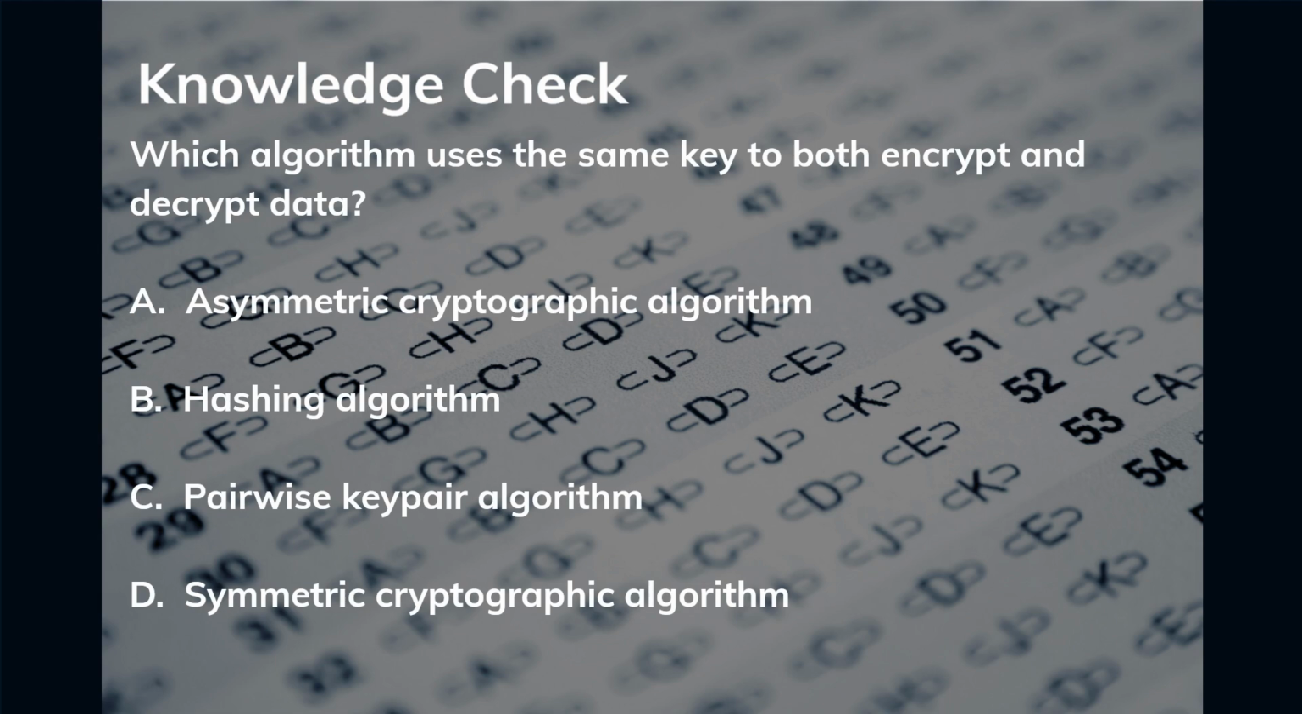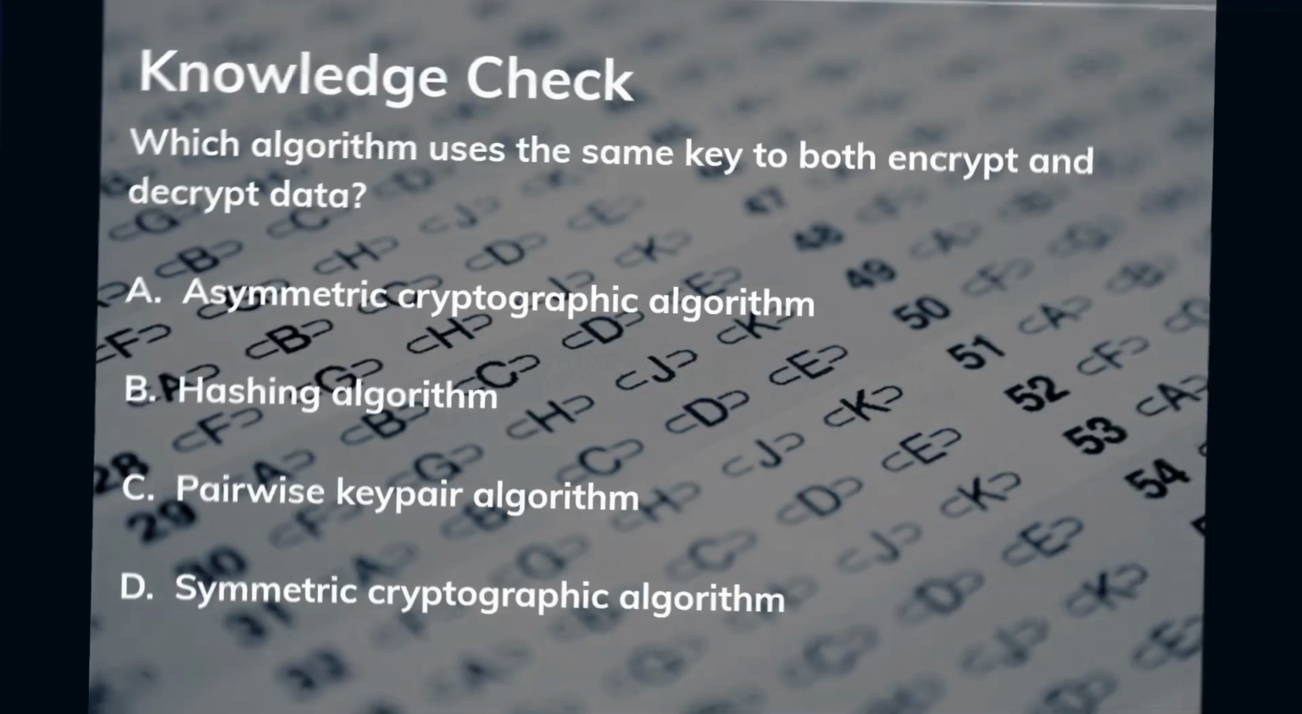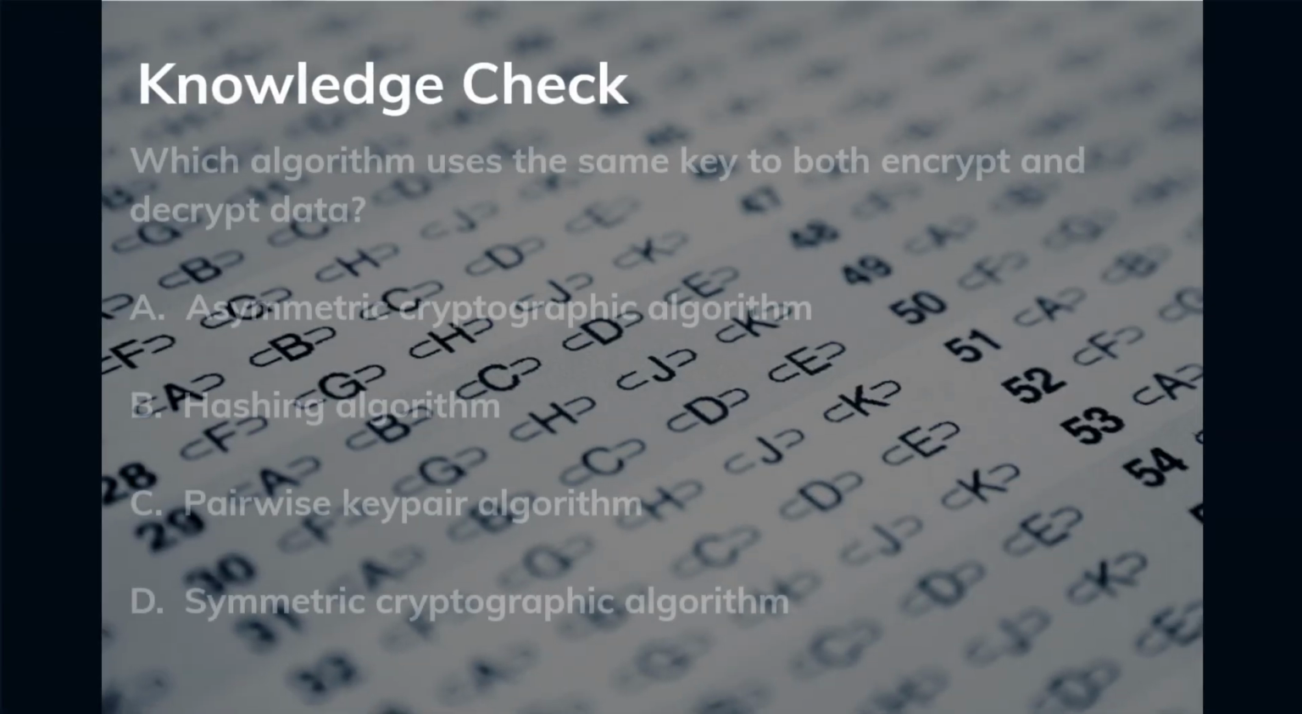A. Asymmetric cryptographic algorithm. B. Hashing algorithm. C. Pairwise keypair algorithm. D. Symmetric cryptographic algorithm. The correct answer is D.